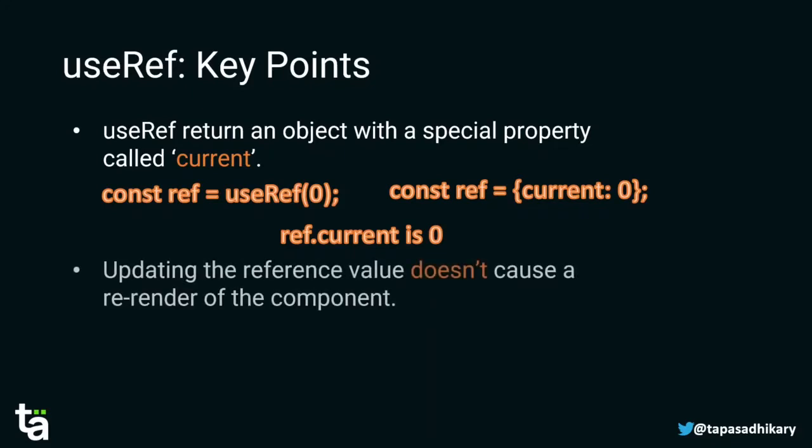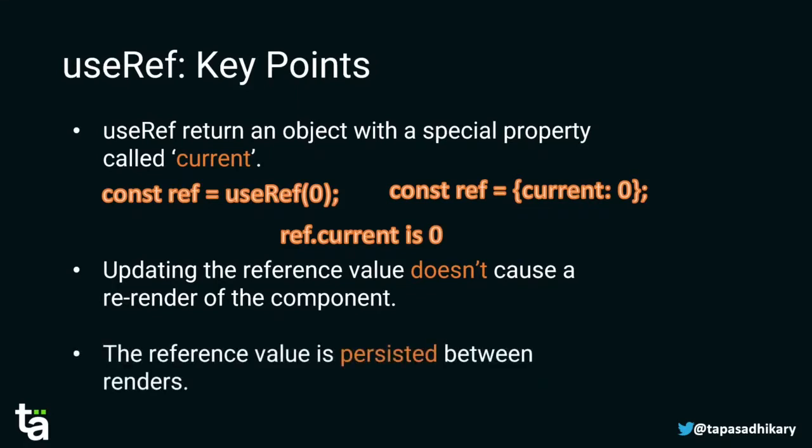Now once I update this reference, it doesn't cause a re-render of the component. We have to remember this particular rule, and that is where its usage also comes into the picture. We'll see that. And the final thing is, the ref.current value will be persisted between renders. These 3 points we have to keep in mind. Now, while we are thinking about these 3 points, I know what might come to your mind: am I talking about something like useState? Exactly not like that.